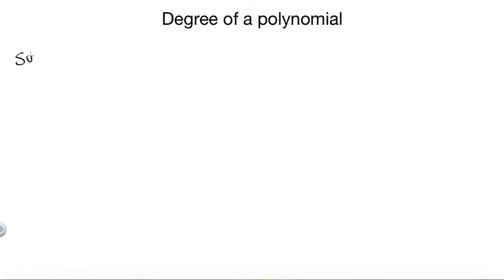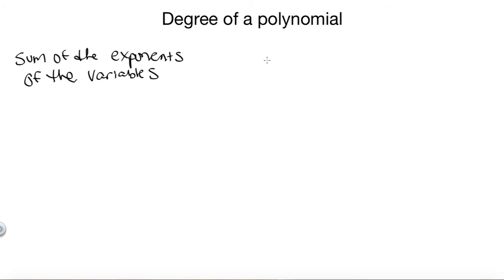So the sum of the exponents of the variables. So let's look at a monomial. Let's look at an example. Let's say I have 6e to the power 4g cubed. And I want to know the degree of this monomial.